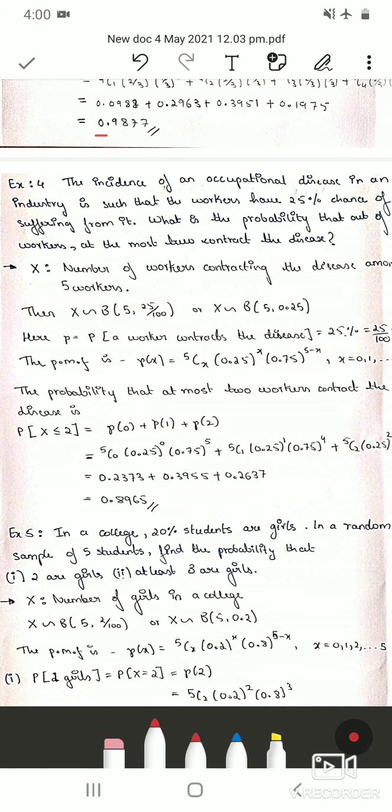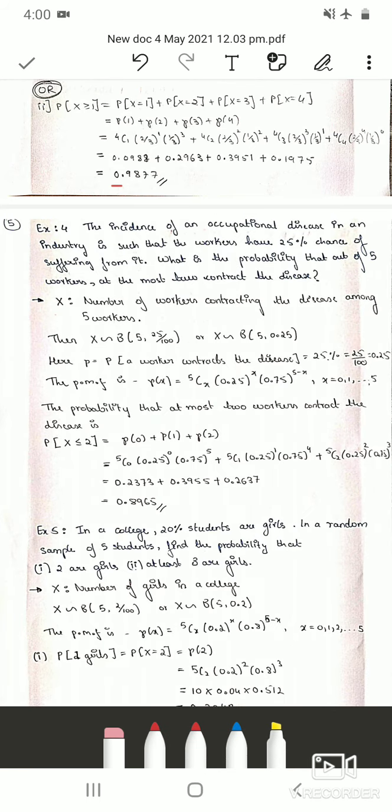So what they have given, in some industry there is some occupational disease, and the probability that the workers are getting affected by that is given as 25%. And now you have to find out the probability that out of 5, at most 2 get that disease. So in this question it is quite simple to find out what n and p are. Here 25% is your p and n is 5.